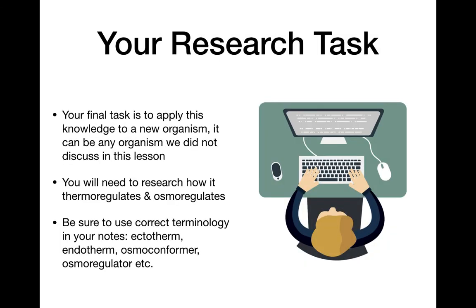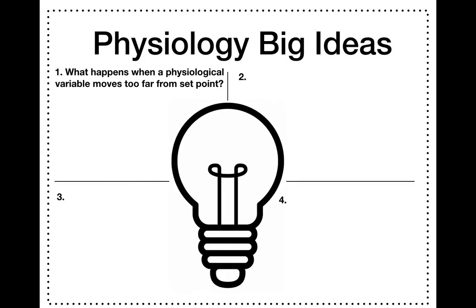Okay, so that's your task for today. We also have a big idea. We finished one of our 4 big ideas today. So what happens when a physiological variable moves too far from set point? You can talk about a couple examples here to start, at least 3 or 4 sentences.